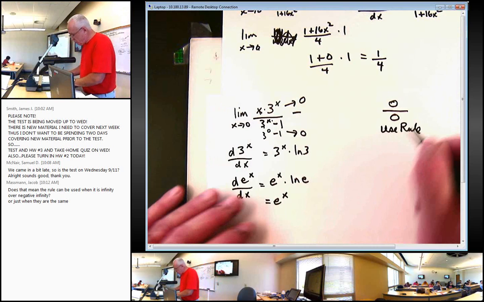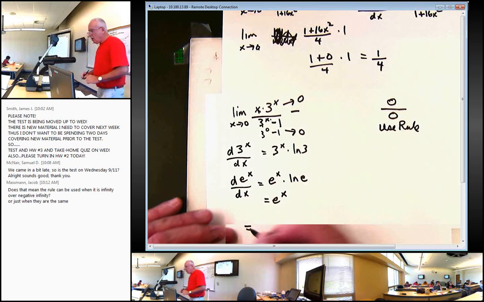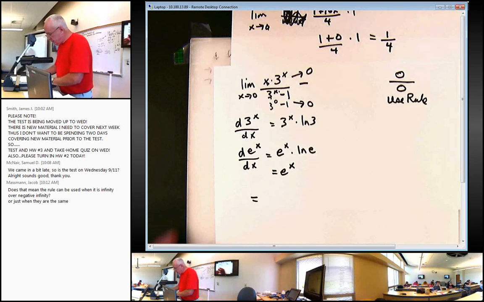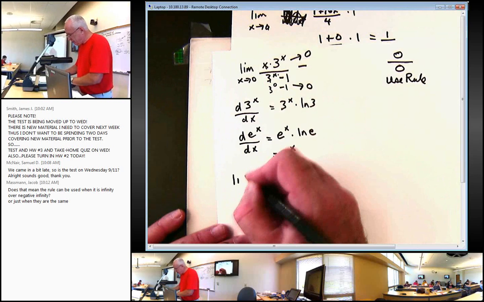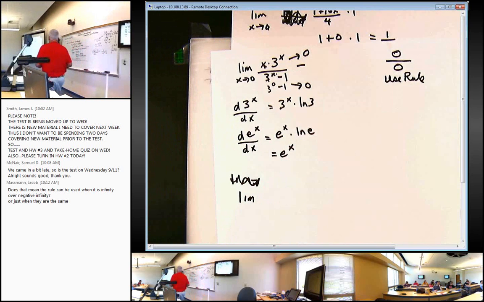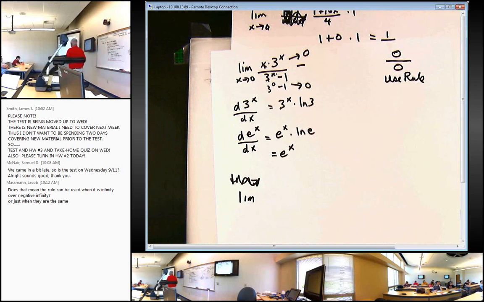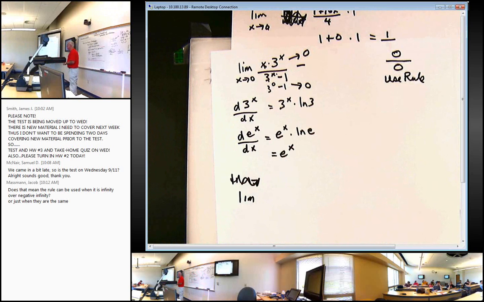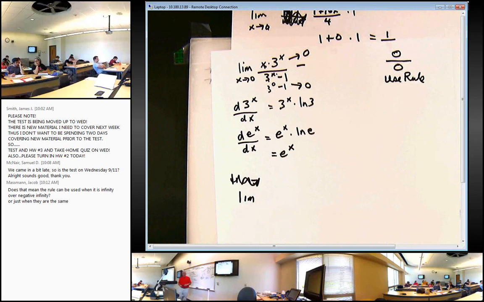All right, let's go way down here then. All right, so I need to do the derivative of the... Yes? What's the derivative of x again? The derivative of e to the x power is equal to e to the x. I can't remember. The number one?